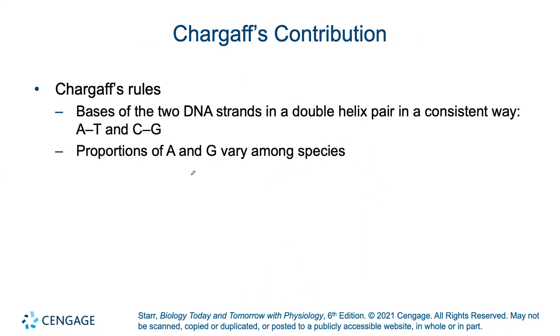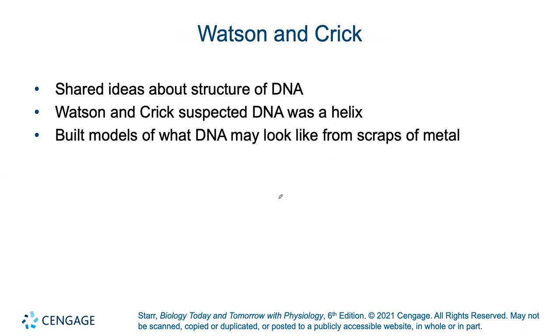Chargaff's rules, which were developed as DNA structure was being investigated, showed that the bases of the two DNA strands in the double helix always pair such that A pairs with T and C pairs with G, but the proportions of A and G vary among species, right? Watson and Crick shared ideas about the structure of DNA and gathered data from other laboratories regarding the structure of DNA, and then theorized what models of DNA may look like from things like scraps of metal.